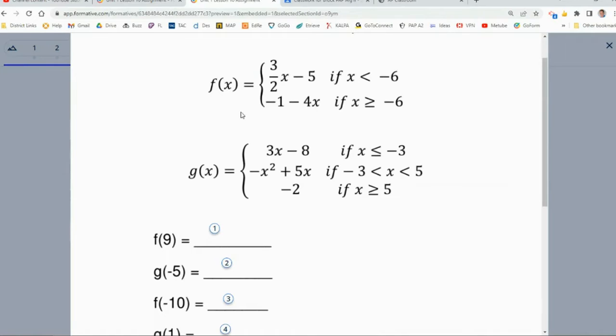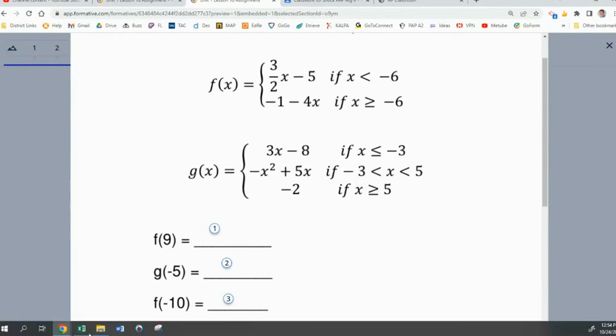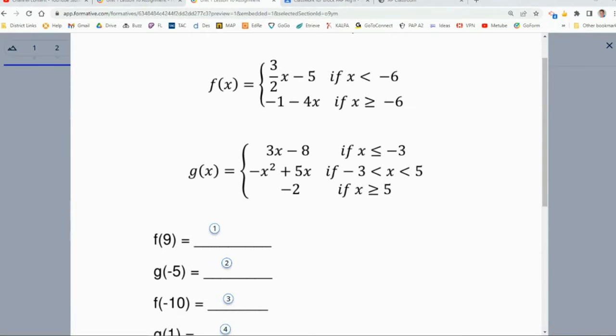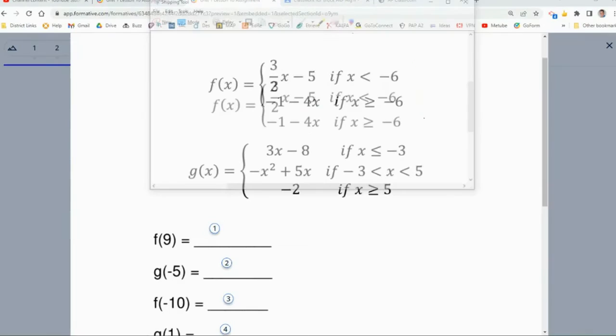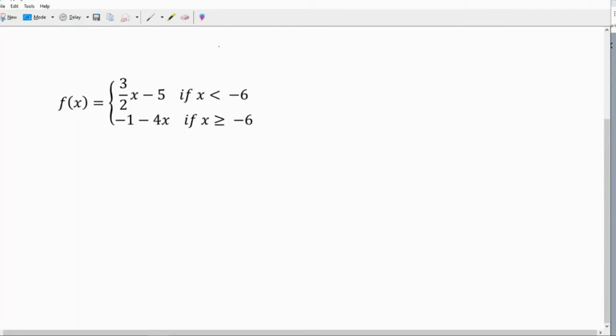So for this, I've got 2 functions listed, f of x and g of x. And they are both piecewise functions, which means they're both made up of pieces of other functions. So f of x has this function, 3/2 x minus 5. Here, in fact, I can highlight that a little better. Okay, so just make that the screen. There's 2 functions. There's this one, 3/2 x minus 5. That is one of the functions. That is part of f of x. That is the first piece.